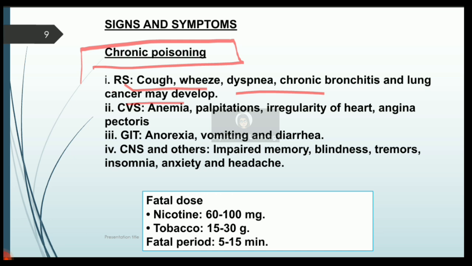Hence, it is said that tobacco is injurious to health. In the packet of tobacco itself, this tagline is mentioned, but still people choose to consume it. Nothing can be done about it.